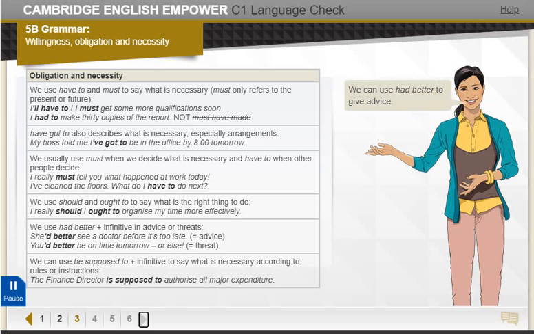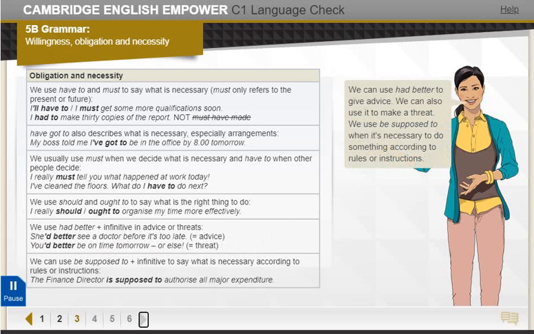We can use had better to give advice. We can also use it to make a threat. We use be supposed to when it's necessary to do something according to rules or instructions.